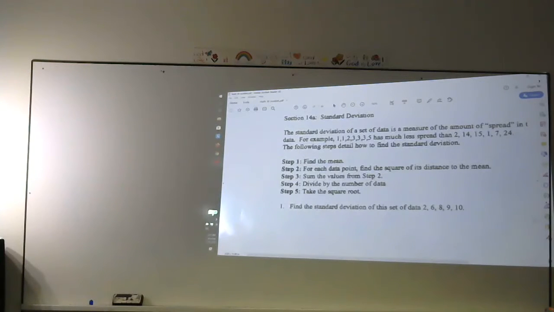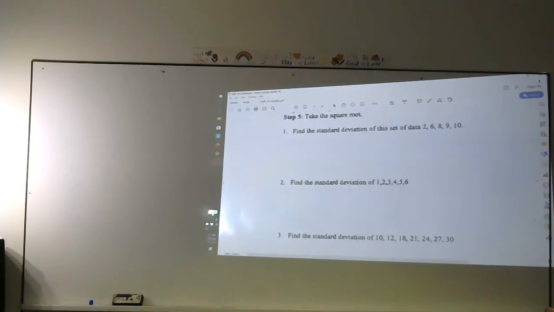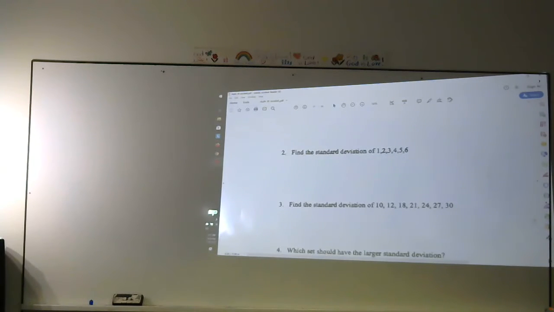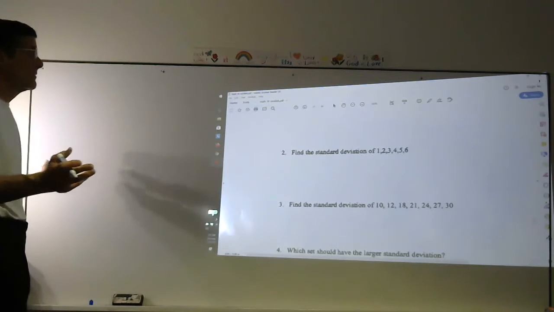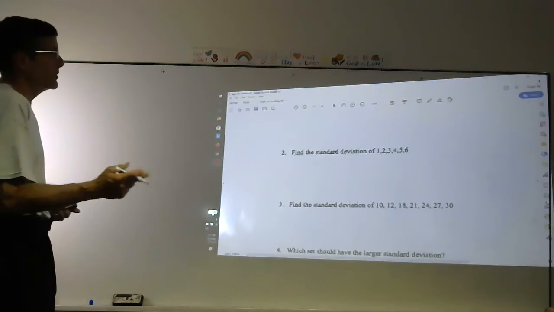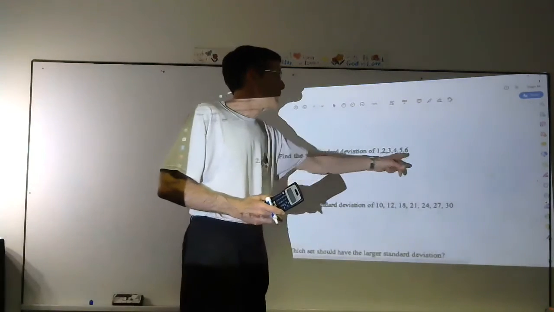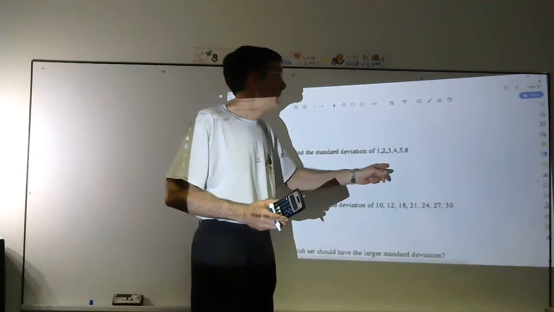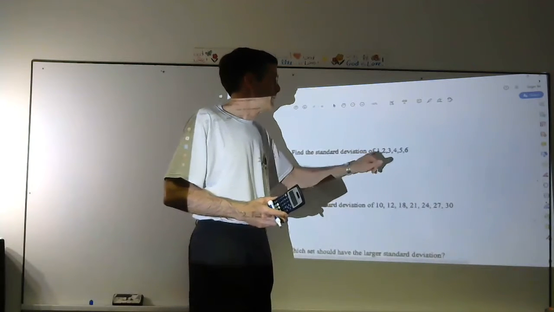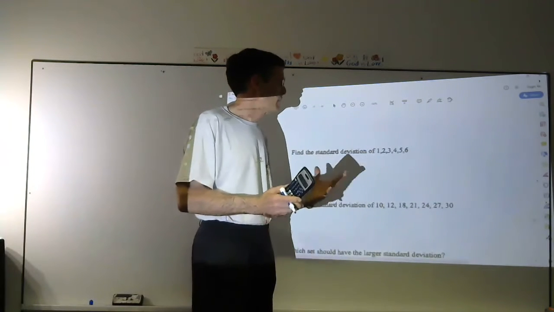Let's do another one. Okay, number 2: 1, 2, 3, 4, 5, 6. Find the standard deviation of 1, 2, 3, 4, 5, 6. I must first find the mean. You can almost guess what the mean is going to be here. If you just look at the data and think about it, you should be able to guess.